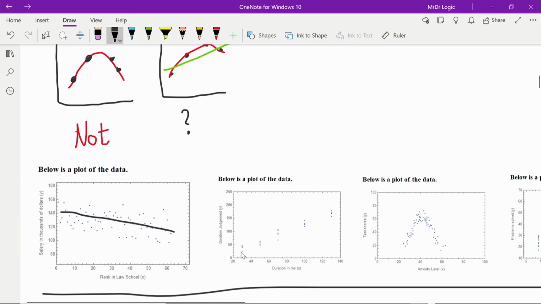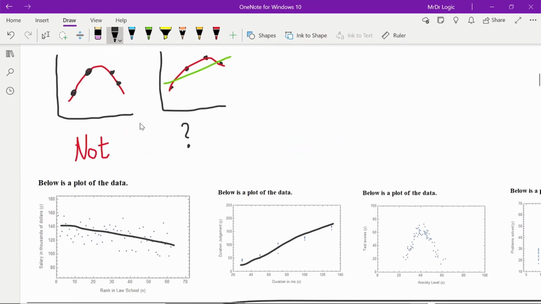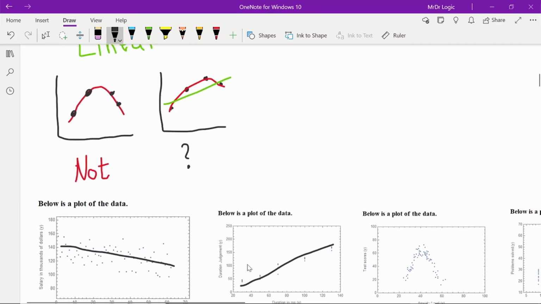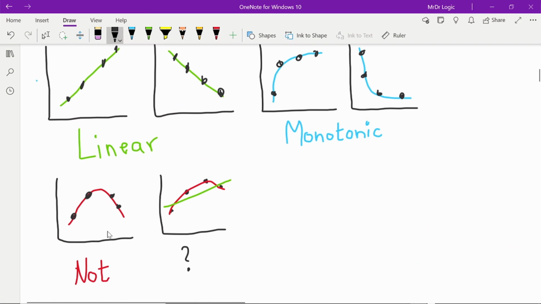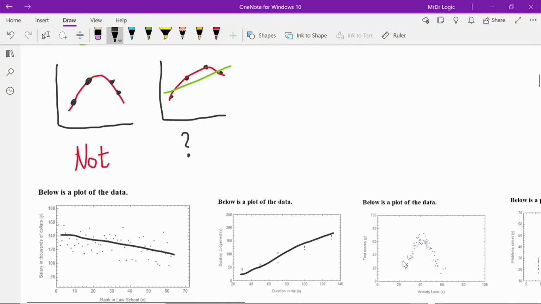And then the second one is a dead easy one. This is the perfect linear, a perfect example of linear. And this is a perfect example of not being monotonic and not being linear. You can try drawing a straight line, but what the heck is that? That's like a straight A. That's an A if I've ever seen one.